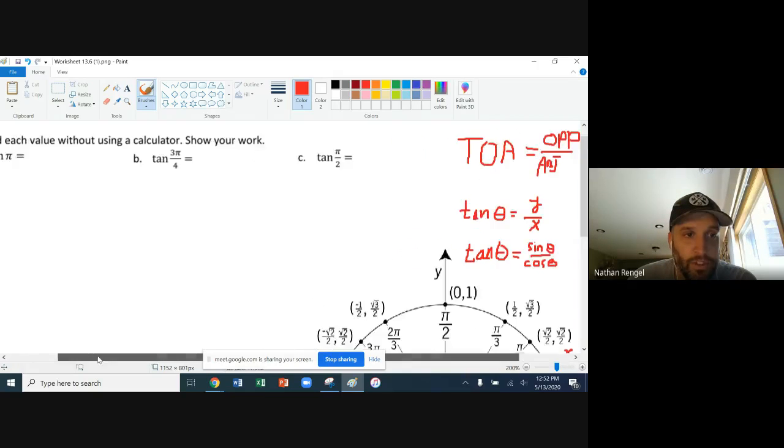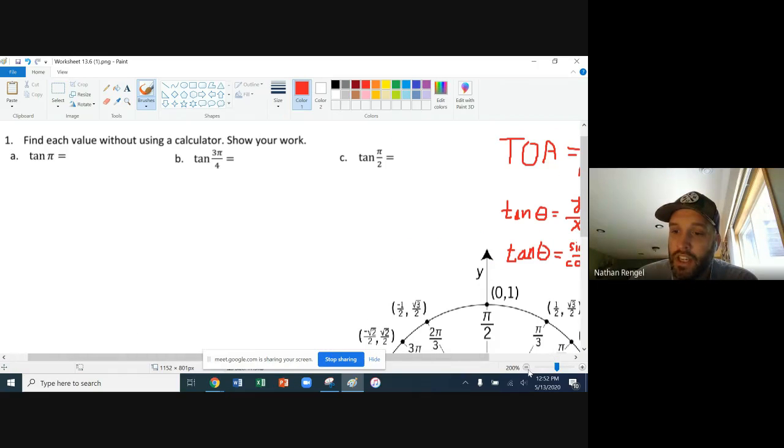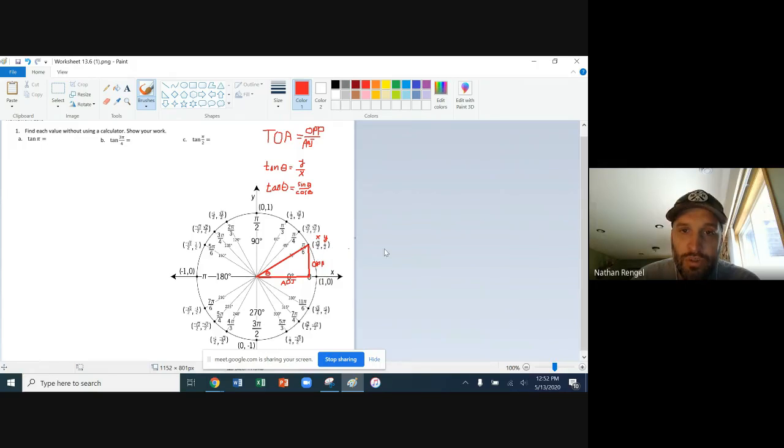Heading back to our first problem, we want to find the tangent of pi. To do that, we locate on our unit circle where pi is, and you'll find it right over here. Then I look at the x and y coordinates of that position. X is -1, y is 0. To find the tangent of pi, I take the y coordinate over the x coordinate. 0 divided by anything is still going to be 0. So the tangent of pi is equal to 0.